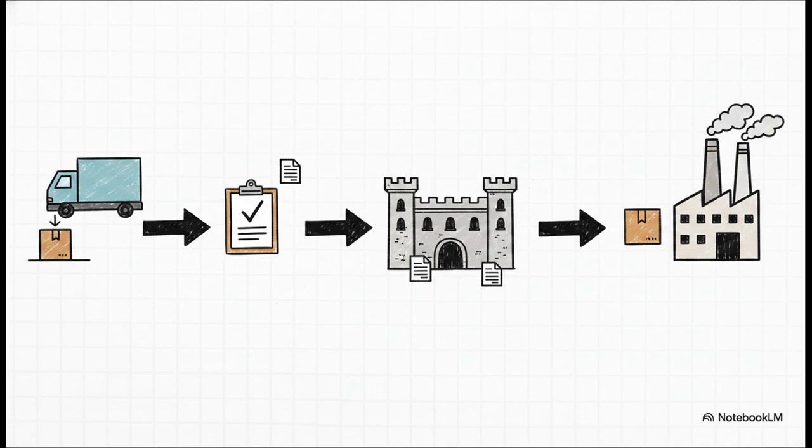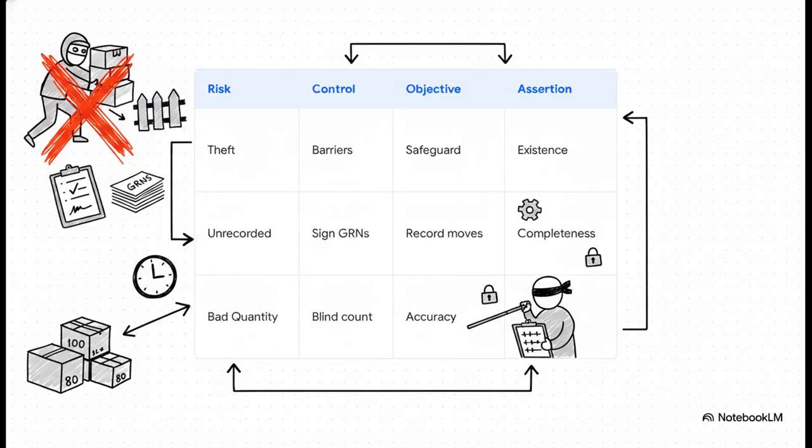Later on, when goods need to move out to the factory floor, we use a material issue note. The golden rule you need to remember here is no physical movement of goods happens without a corresponding paper movement. Period. All right, let's break down this matrix because this is prime exam territory.